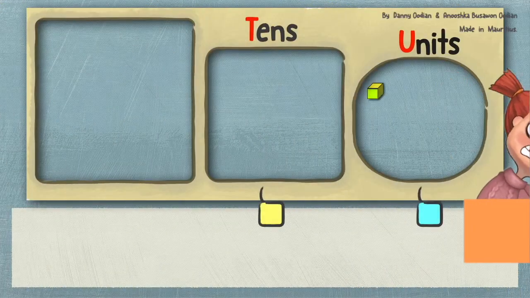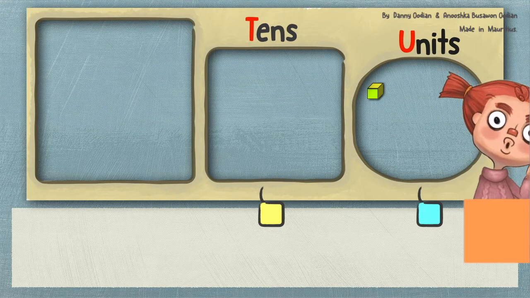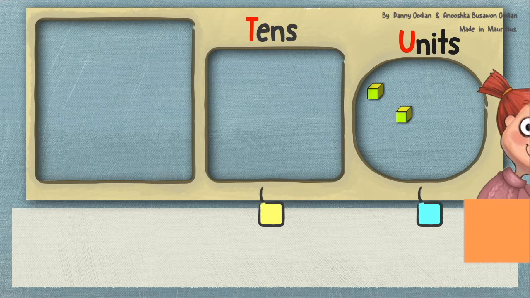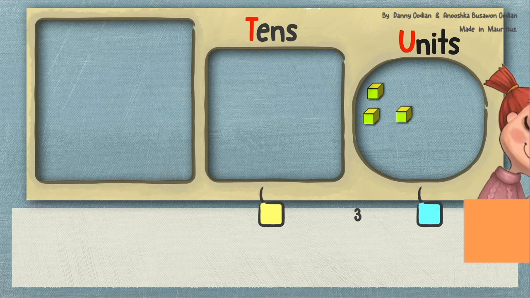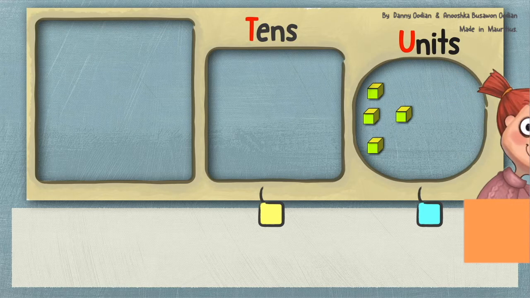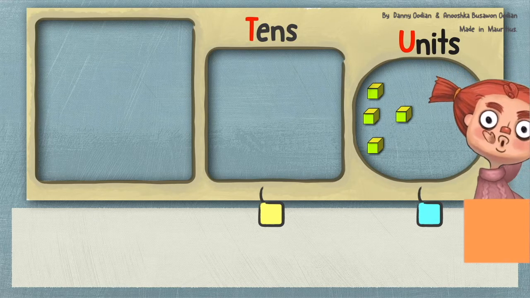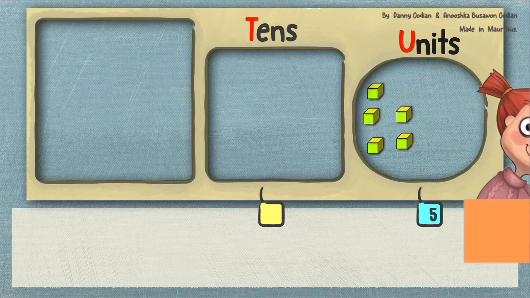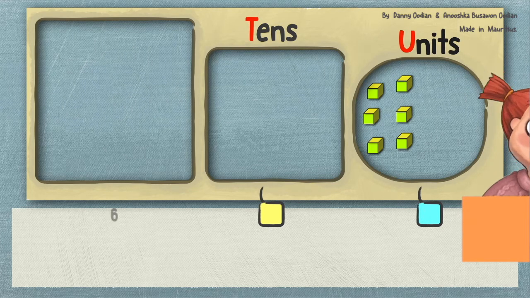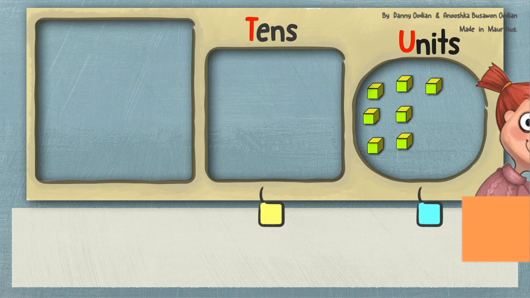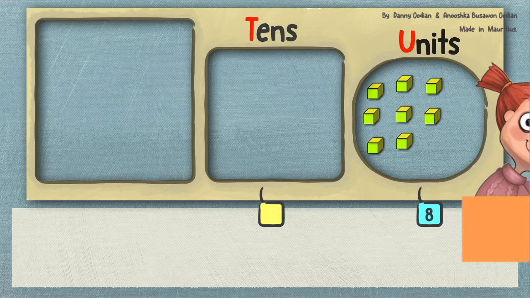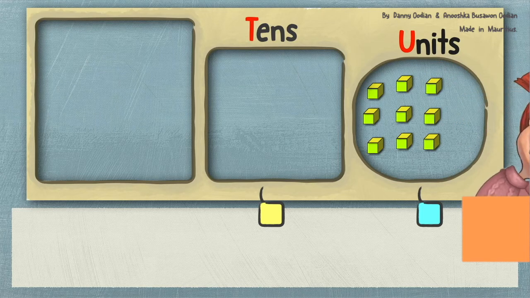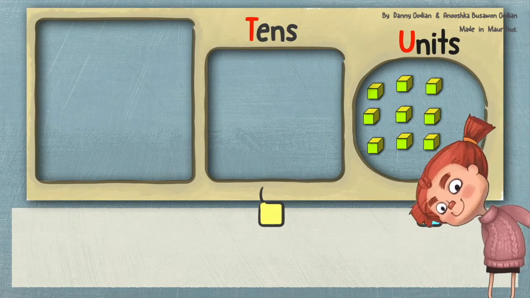1 unit, 2 units, 3 units, 4 units, 5 units, 6 units, 7 units, 8 units, 9 units. Hi Rosie, what are you doing?